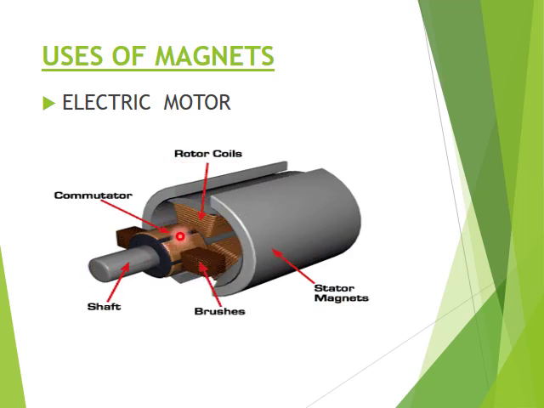On the shaft, the rotating coil of copper wire becomes a magnet. When electric current is passed through this coil, the coil becomes a magnet, and the starter magnet and the shaft magnet both repel, and in this way the electric motor works. So my dear students, the use of magnets in electric motors is a great use of magnets in our daily life.